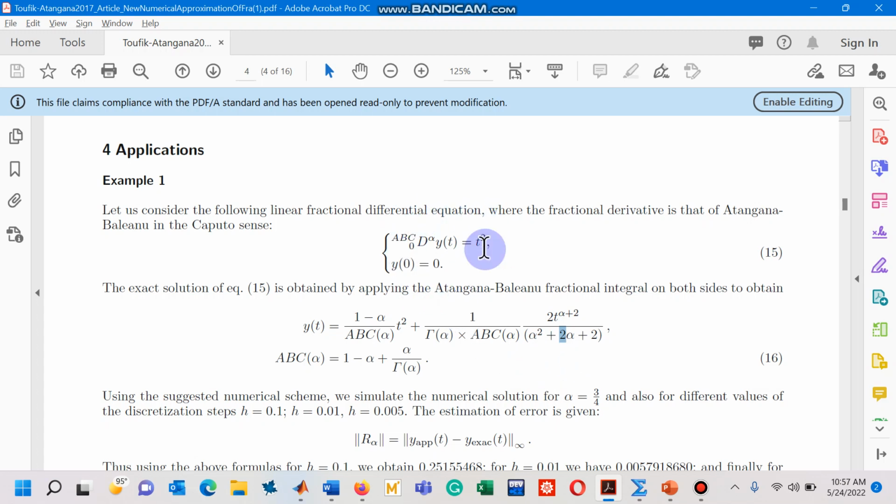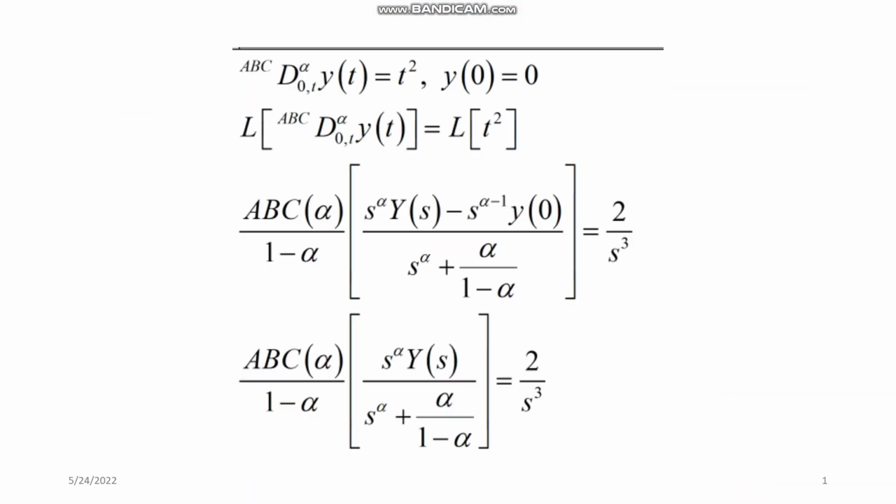That is why I have solved this linear differential equation using Laplace transform technique. So let me show you the procedure of finding the exact solution of this ordinary differential equation shown in equation number 15. So as you can see on the screen, I have taken this initial value problem. I have taken the Laplace transform on both sides. The Laplace transform of the left-hand side is given by this formula.